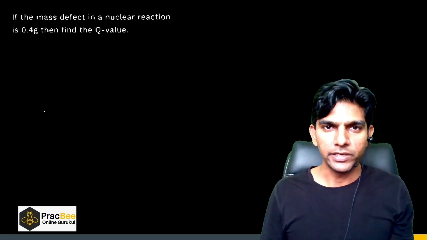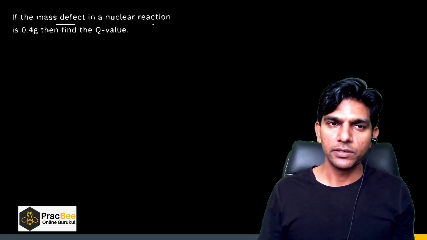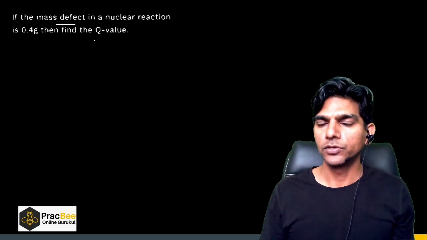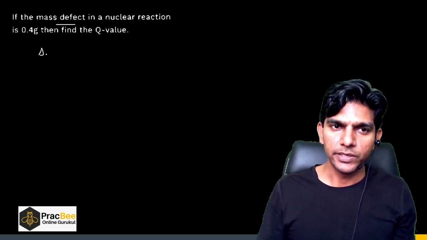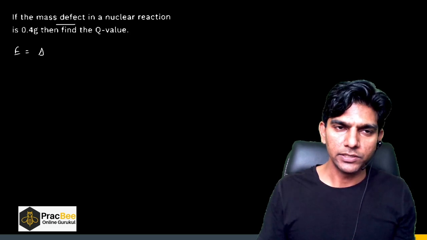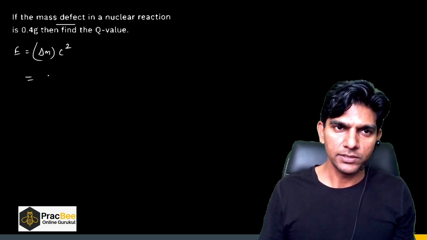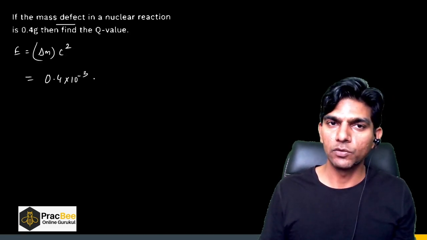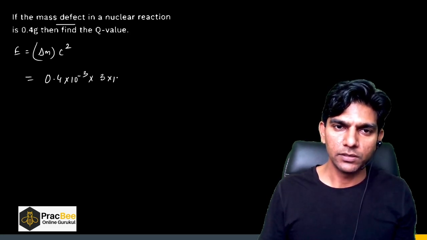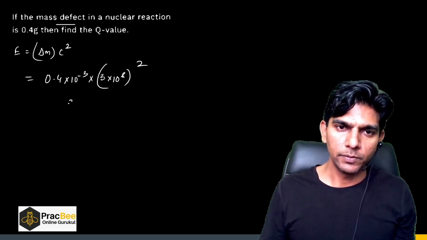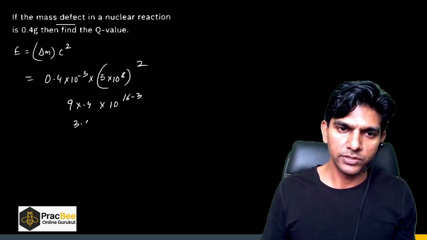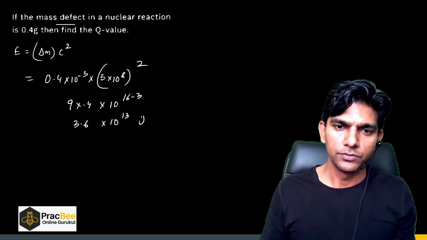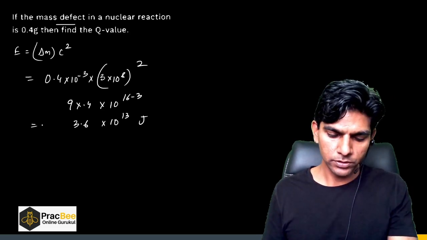This question is from nuclei chapter. If mass defect in a nuclear reaction is 0.4 grams, then find the Q value. Very basic question. It is based on these concepts. The energy released will be mass times c square. Mass is given as 0.4 grams, which is 0.4 times 10 raised to minus 3 kilograms, multiplied with 3 into 10 raised to 8 square. So this will be 9 into 0.4 times 10 raised to 16 minus 3. So it is 3.6 into 10 raised to 13 joules. Now that is the answer of this question.